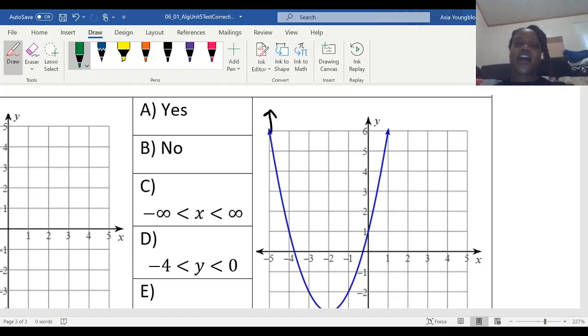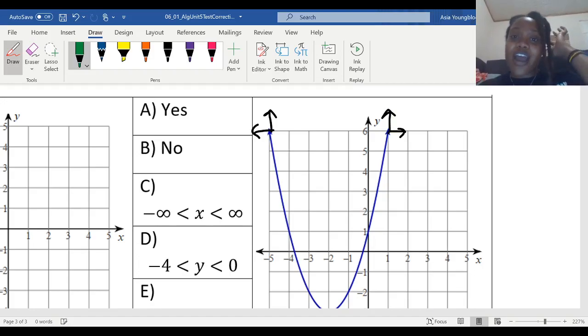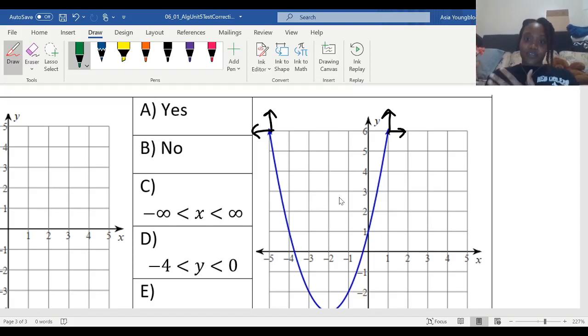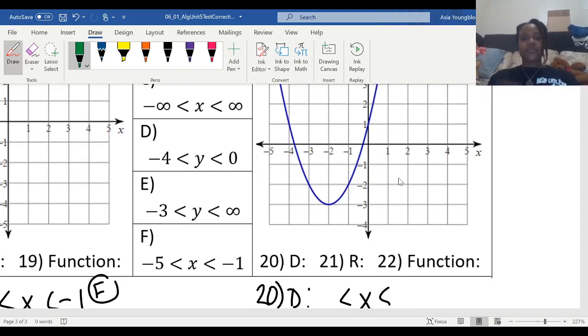This arrow means that our graph is going up forever, and it's also going to the left forever. This arrow also means it's going up forever and to the right forever. So our coordinate plane is finite, but the graphs that represent them are infinite. They can go on forever and ever. These arrows just represent that idea, as well as these on the coordinate plane.